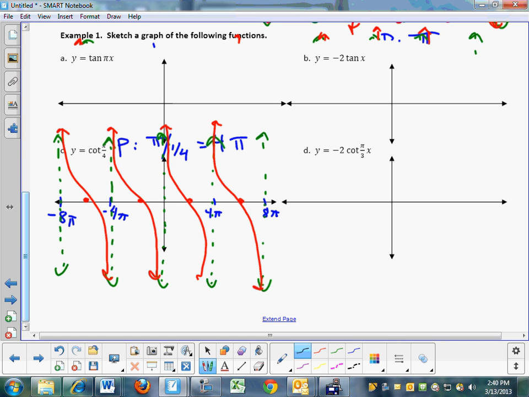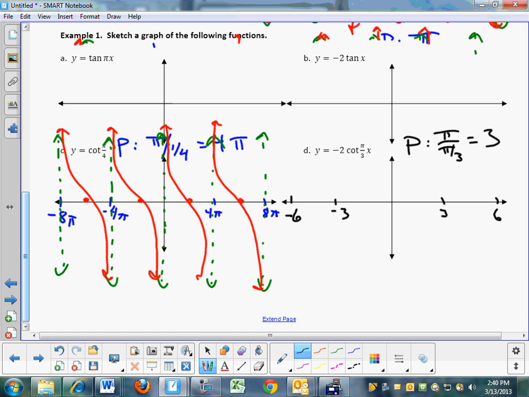Okay, the last one. What's your period? Close, not quite. Pi divided by pi over 3. The pi's will cancel and leave you with 3. So I mark off 3. I mark off 6. -3. -6.